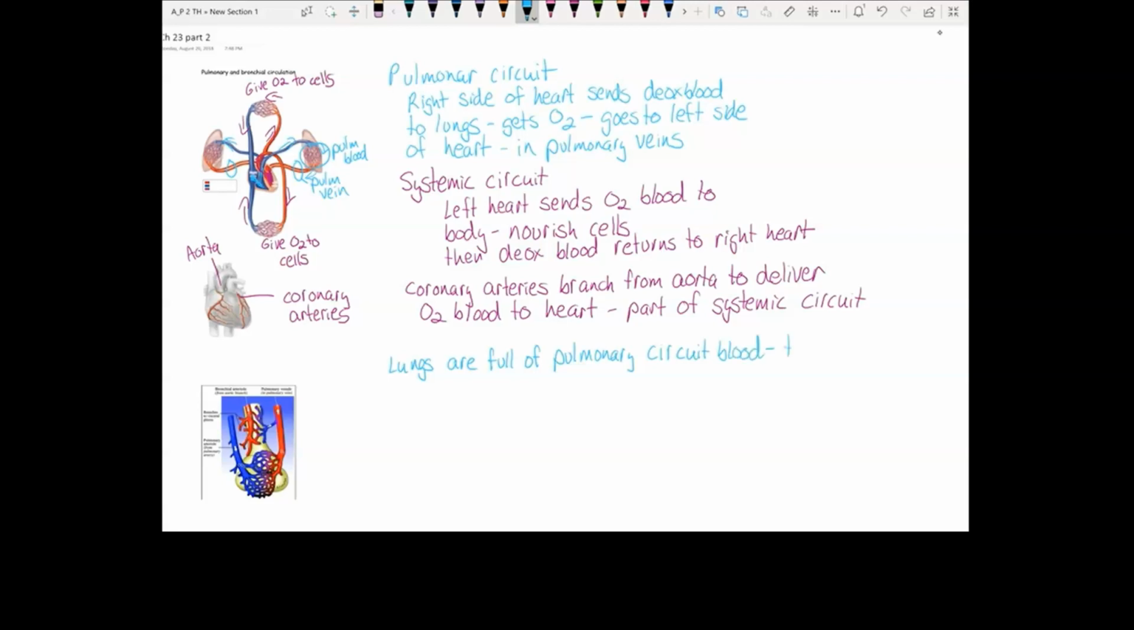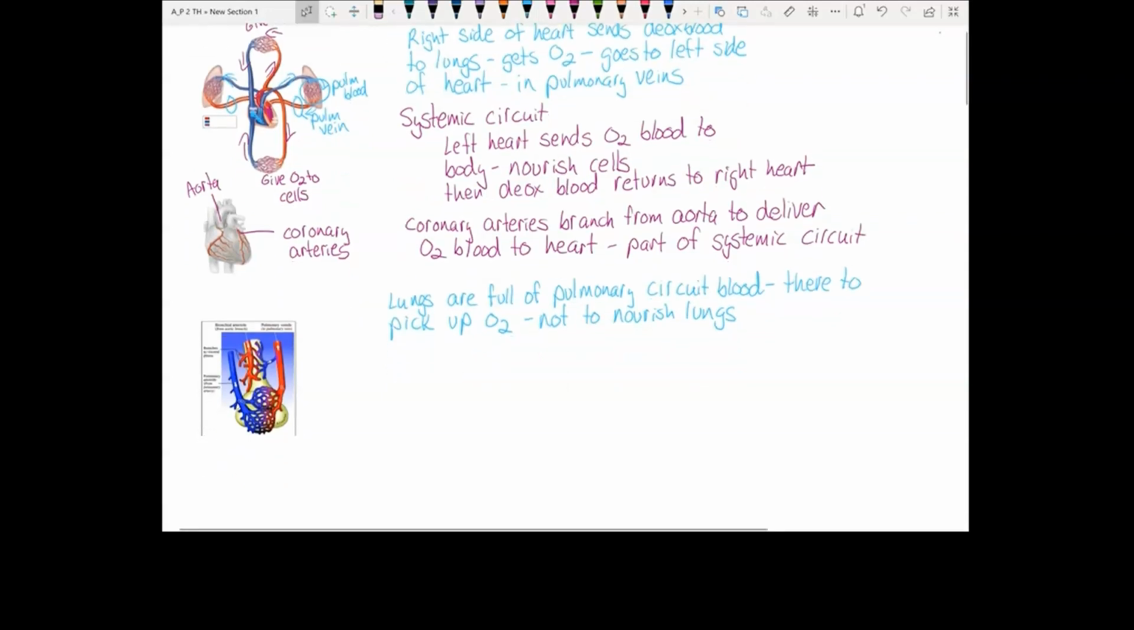But this blood is there to pick up oxygen. It is not nourishing the lungs. So just like your heart is not nourished by the blood that's in it to be pumped, your lungs are not nourished by the blood that's in there to pick up oxygen. And your heart has coronary circulation, which is part of systemic, to nourish it. Well, the same thing happens with your lungs.